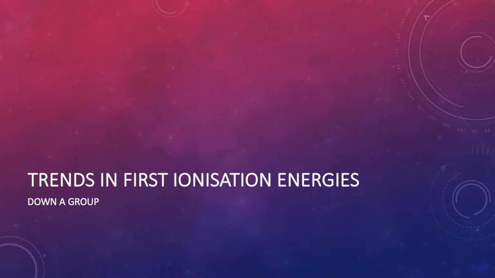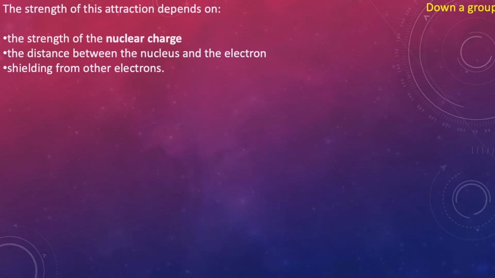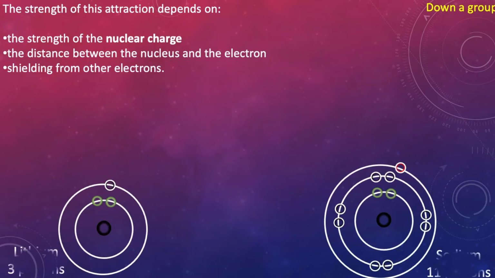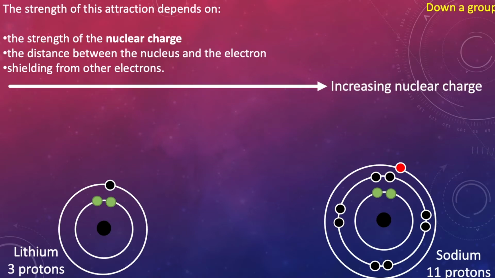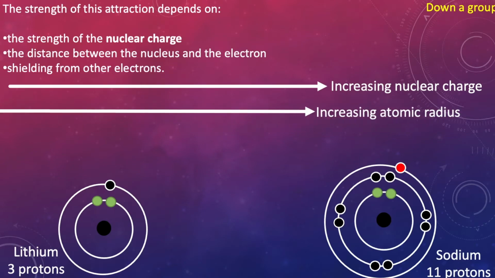So let's look at the trend down a group. And we're going to look at group 1 for this one. So down a group, we are again going to look at the 3 factors: strength of nuclear charge, distance between the nucleus and the outer electron, and shielding from the inner electrons. And we're going to use lithium and sodium to look at these factors. So first of all, strength of nuclear charge. Well, as we go down the group from lithium to sodium, our nuclear charge will increase, and therefore that will also increase our first ionization energy.